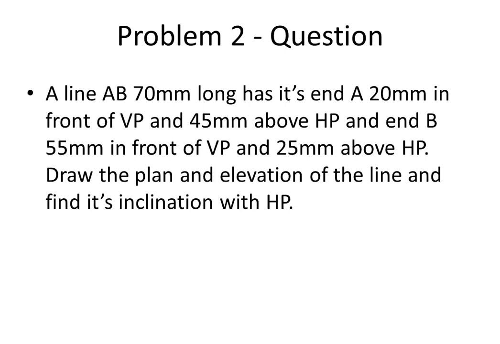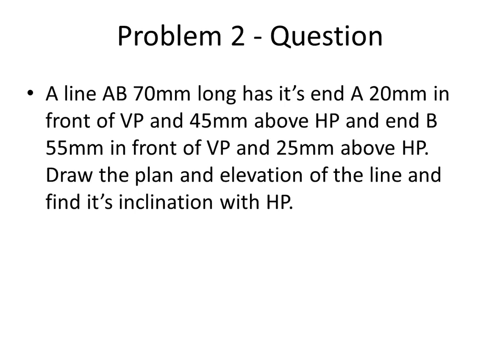So let's look at problem 2. It is a line AB 70 mm long, and its end A is 20 mm in front of VP and 45 mm above HP, and end B is 55 mm in front of VP and 25 mm above HP. Draw the plan and elevation of the line and find its inclination with HP.